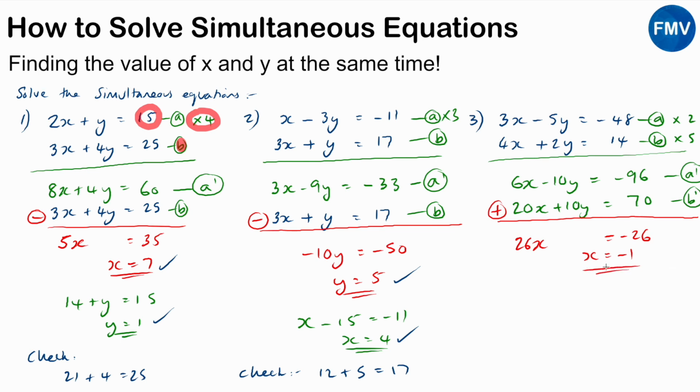Right, we put x equals minus 1 back into equation A or B. I'll go straight with equation A. 3 times minus 1 is minus 3, and that is minus 5y equals minus 48. Add 3 to both sides, divide both sides by minus 5, and you get y equals 9. Last step is just to check that. Let's put that back into equation B because we've used A. 4 times minus 1 is minus 4. 2 times 9 is 18. Minus 4 add 18 is 14. Is equation B equal to 14? Yes, it is. So I know that that and that are correct.